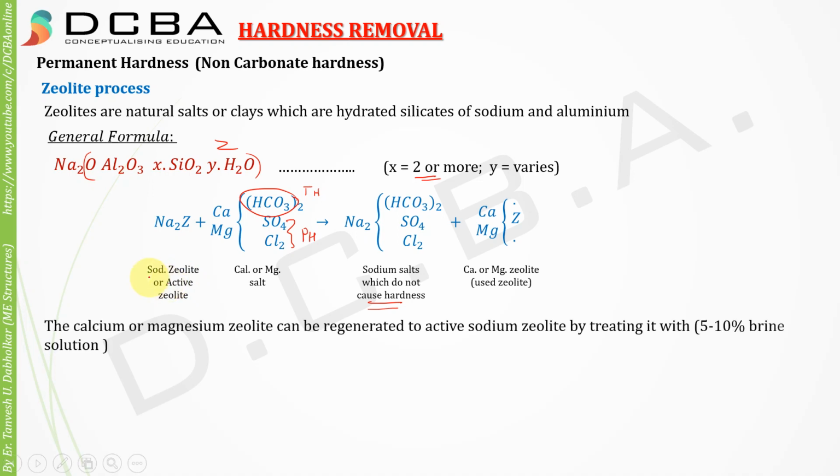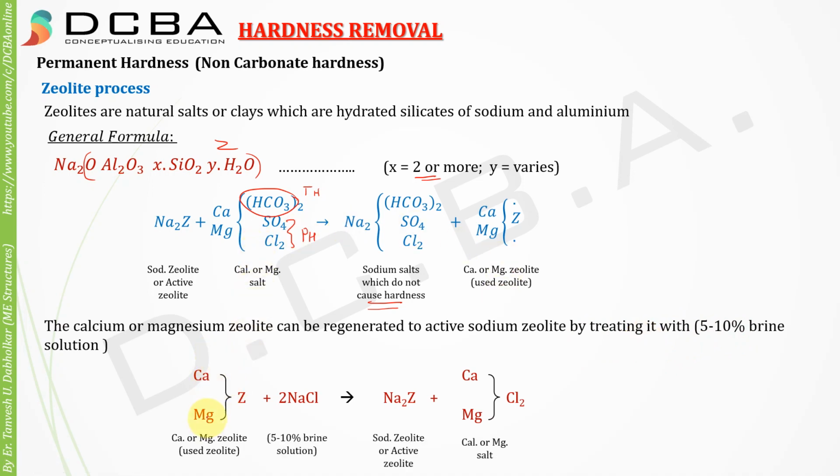How? So it is reconverted or regenerated back to active sodium zeolite by treating it with 5 to 10% of brine solution. What is brine solution? It is nothing but salt water, right? So calcium or magnesium zeolite plus 2 NaCl, 5 to 10% brine solution. This will give you Na2Z, which is your zeolite, sodium zeolite or active zeolite, and CaCl2 and MgCl2. So calcium or magnesium salt.